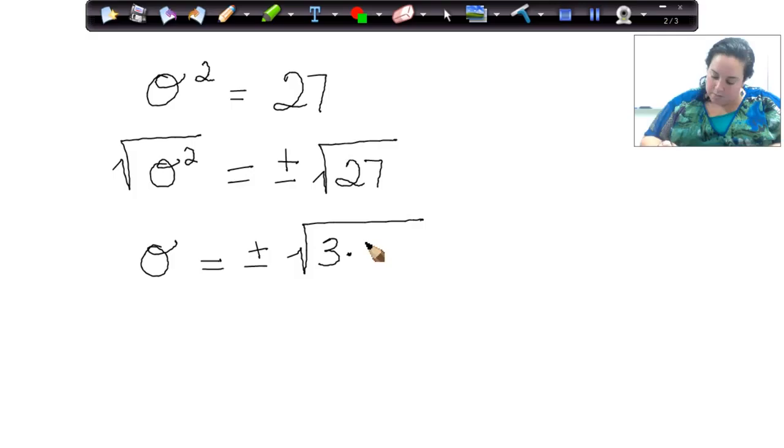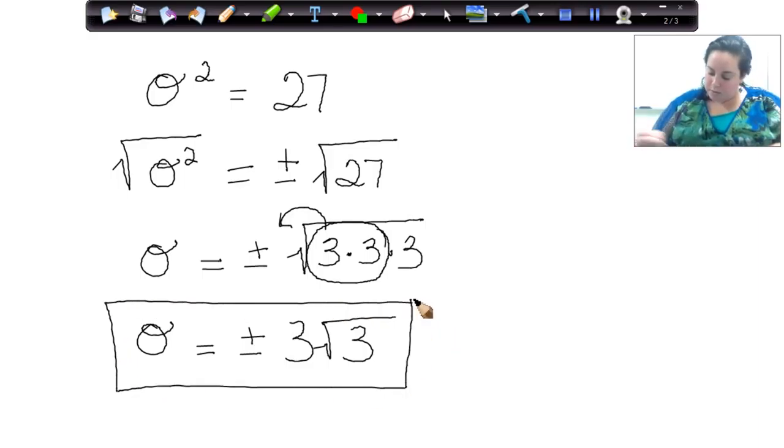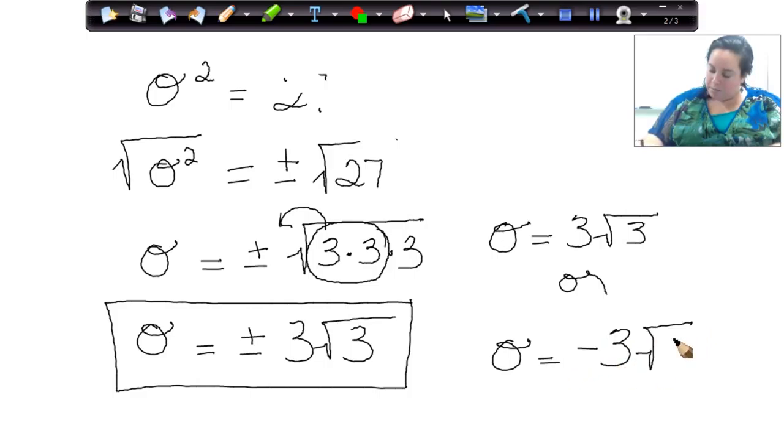27 is 3 times 3 times 3. So just remember to pull things out of a square root in pairs. So this comes out, and we get 3 square root of 3, plus or minus. So this is two separate answers. This is like saying sigma equals 3 root 3, or sigma equals negative 3 root 3. Two separate answers, but we shorthand it to write it plus or minus.